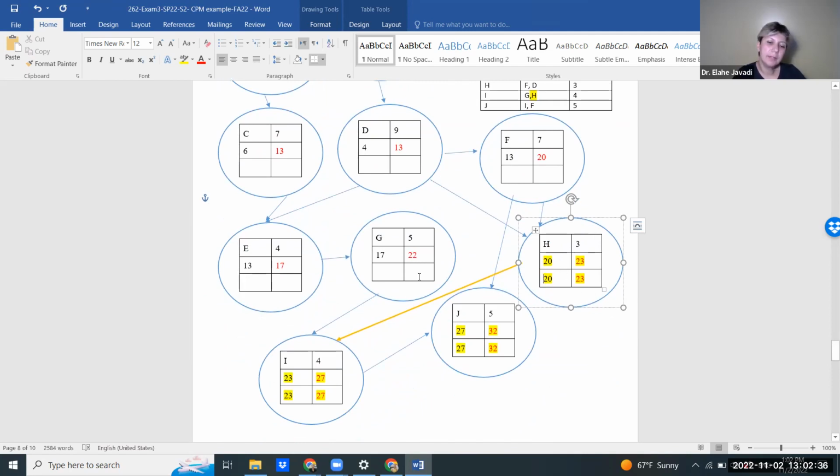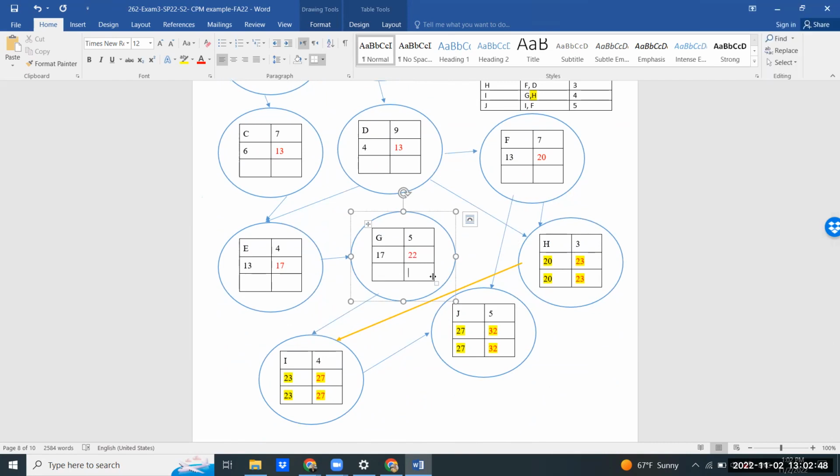Ishika, can you give me G, please? Late finish. Is it 23? Yep, because G has I coming after, and then I has the latest start of 23. You put that here, 23 minus 5, that's going to be 18. Good job reading that.